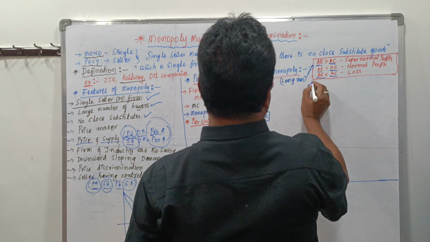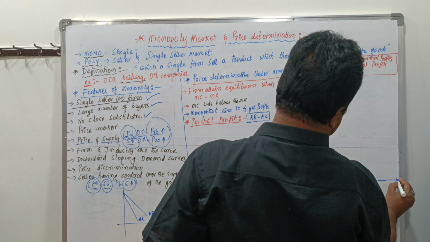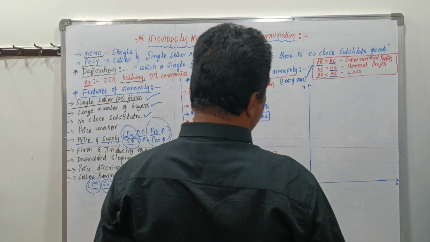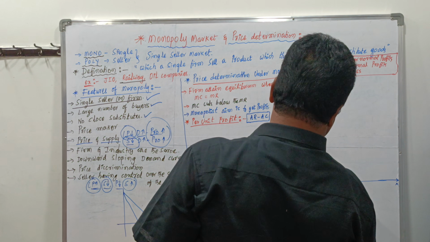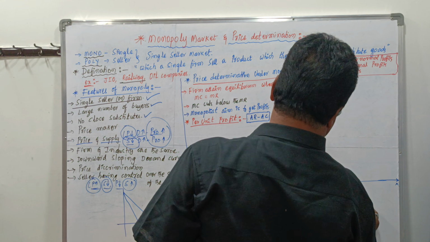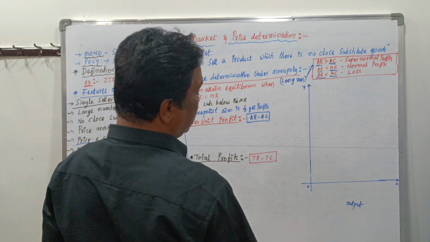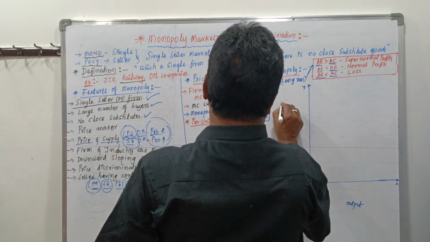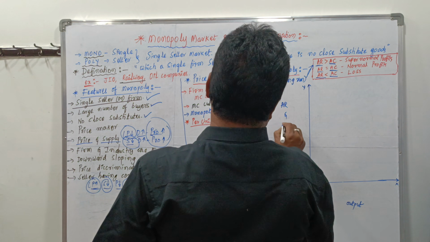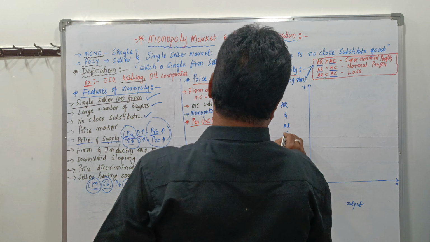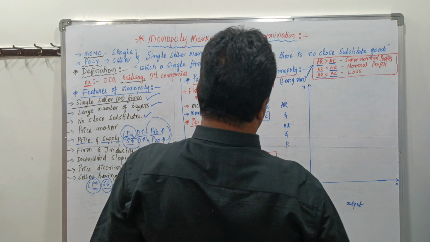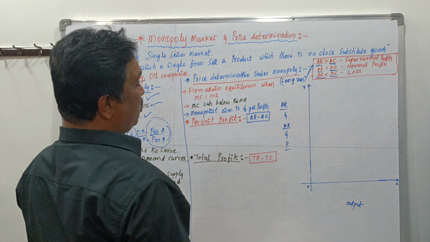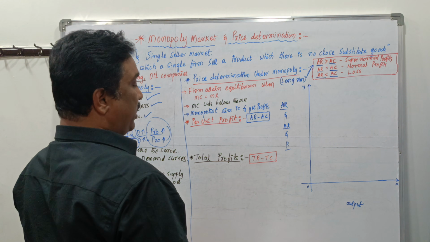So first we have to draw the y-axis and x-axis. On the x-axis, we have to show the output. Output means production. On the y-axis, we have to show average revenue, marginal revenue, and price.